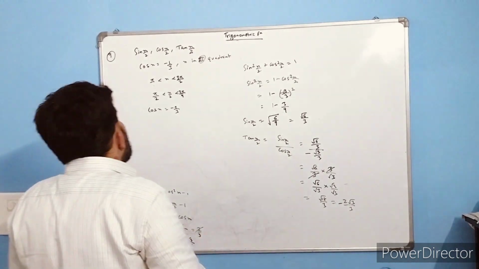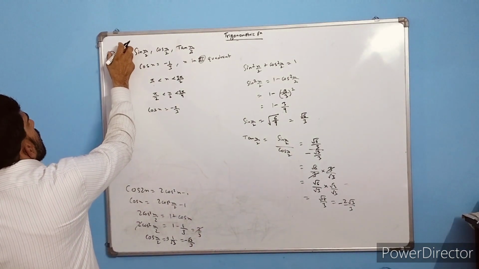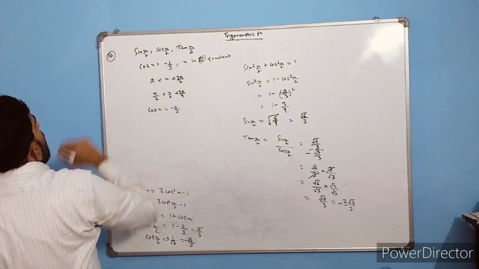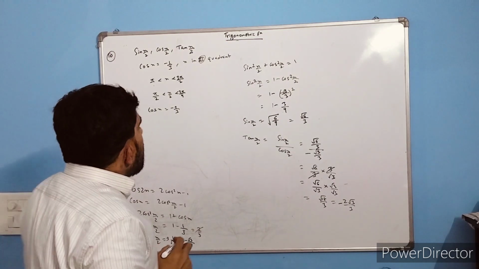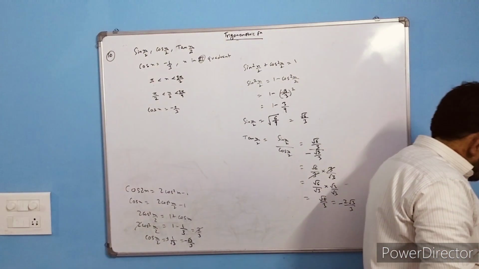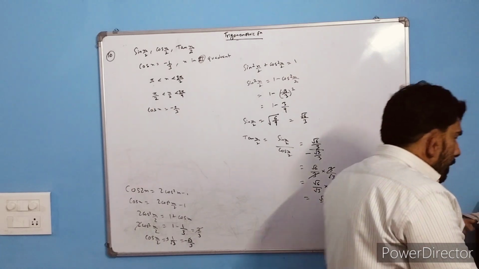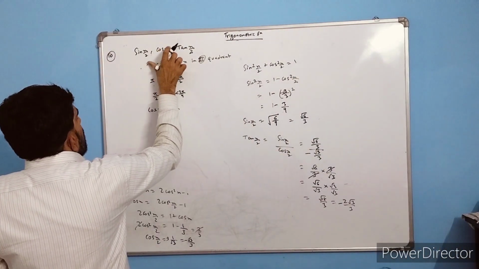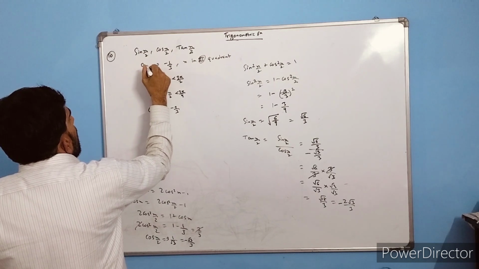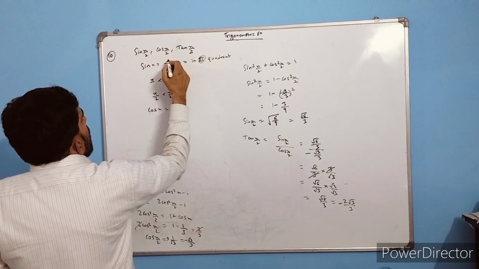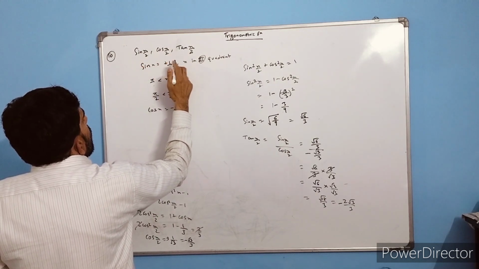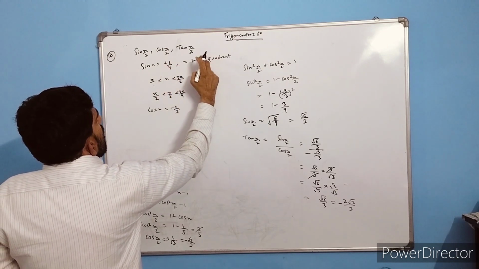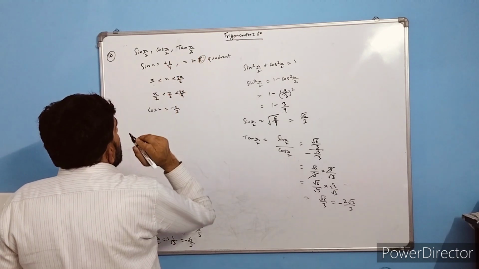Now the third and last numerical we will take today. They ask us to find sin x by 2, cos x by 2 and tan x by 2, and they have given sin x is equal to 1 upon 4, and x is in the second quadrant.